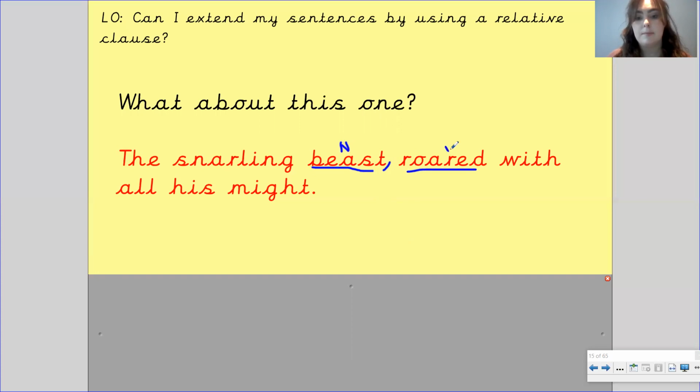So here's our noun. Here's our verb. We need to then put in who, which, or that. Write the rest of your relative clause, put a comma at the end, and then the rest of the sentence. So pause the video here and extend my sentence by adding in a relative clause.